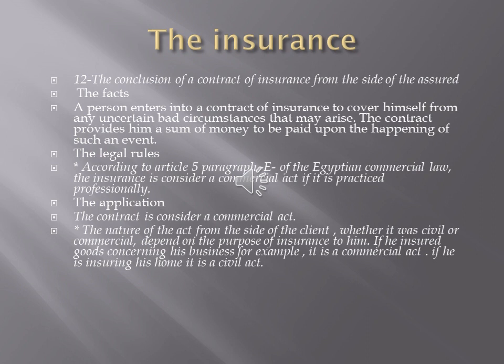If the assured party was a person related to the civil law and he was, for example, making a contract of insurance related to his home or his car, the contract from the side of the company will be ruled by the Egyptian commercial law, Article 5, as a professional commercial act, and from the side of the assured party will be ruled by the civil law. So this is simply a professional hybrid commercial act, or professional mixed commercial act.